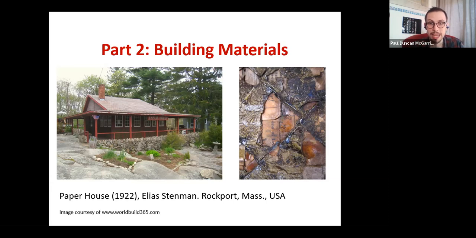This is a paper house. Elias Stenman had it built for him. Elias Stenman made all of his money because he patented the machine that makes paper clips. So there may be a reason why he chose paper for this unusual structure.